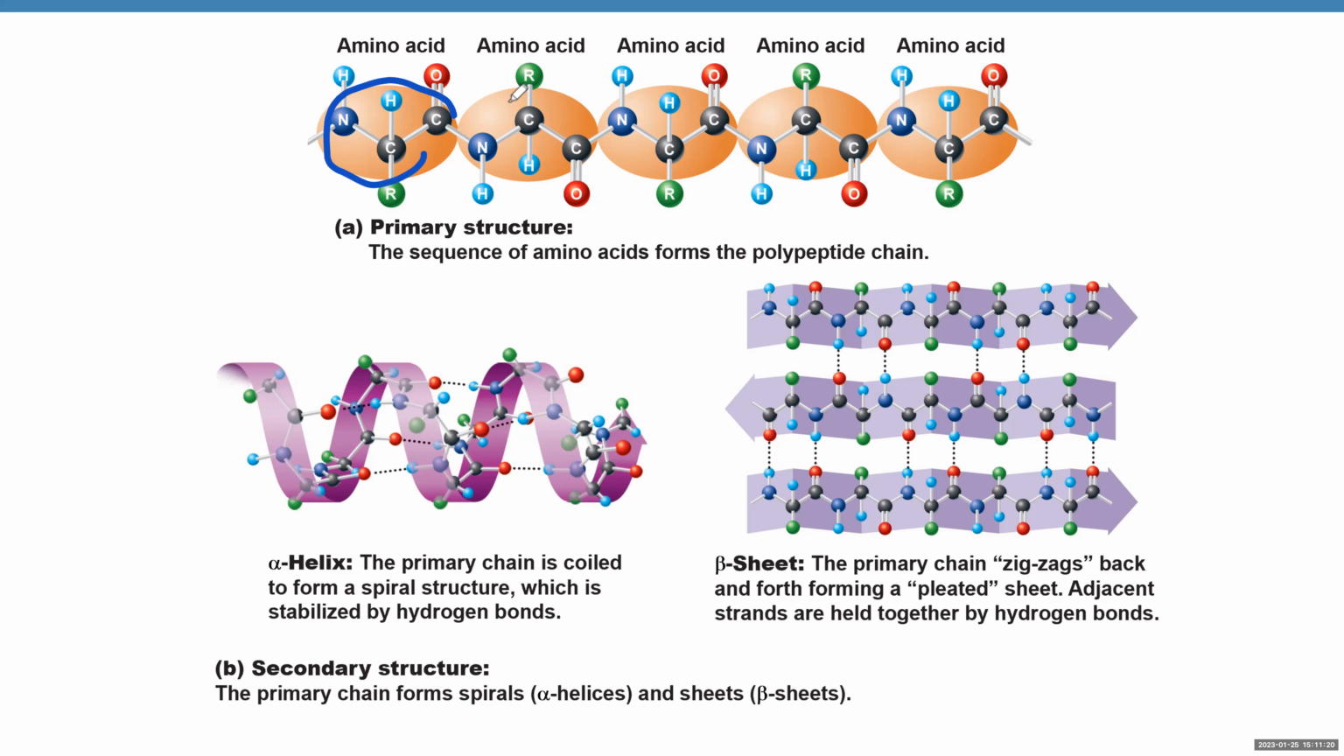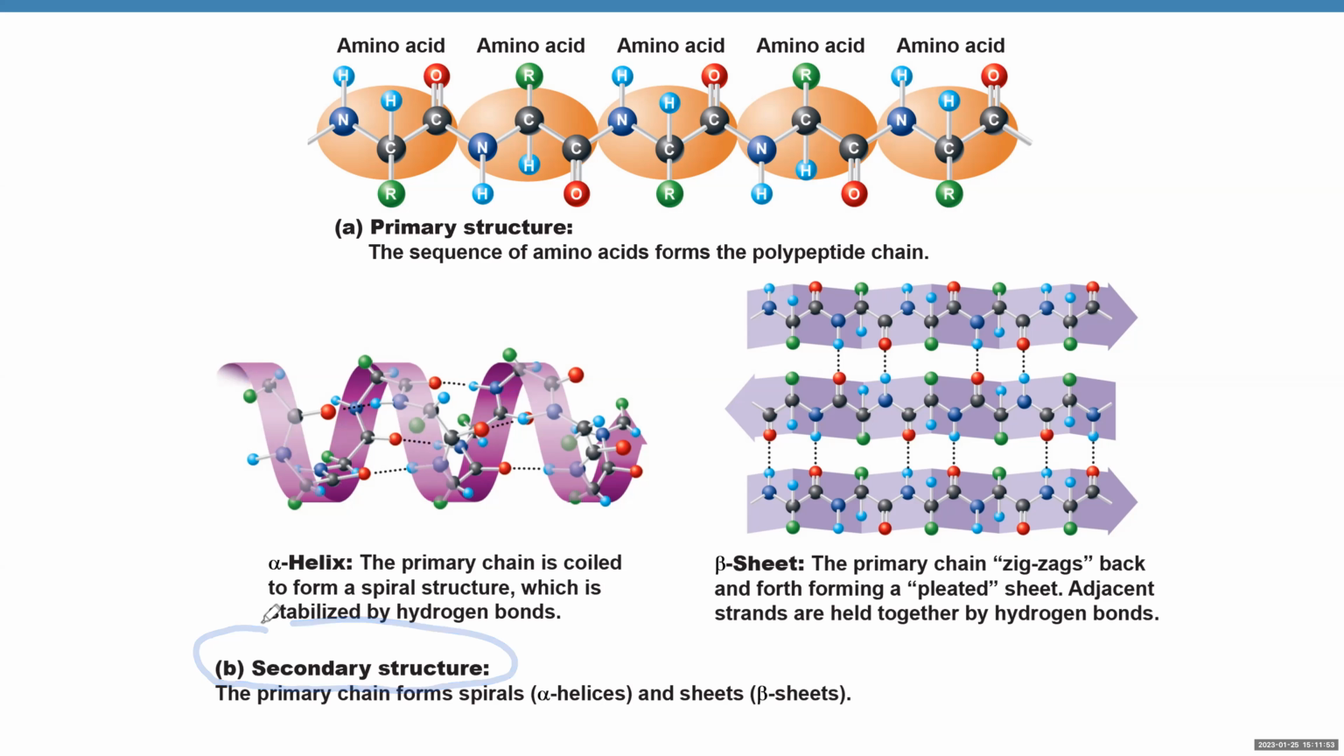So when amino acids just attach, we call it the primary structure of proteins. It's a sequence of amino acids that form the polypeptide chain. Then, because these amino acids have all these different functional groups or R groups, we have lots of interactions between these R groups. It's hydrogen bond formation. And then our primary structure folds on itself. Here we get the secondary structure.